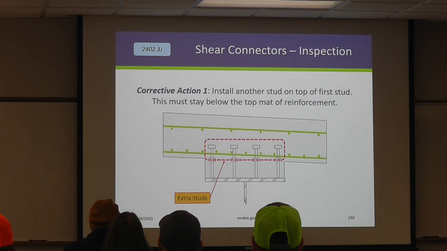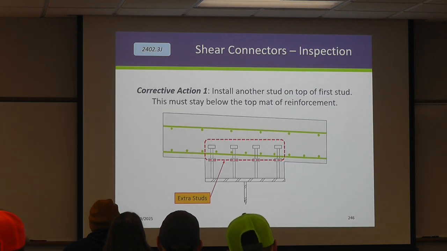Corrective action 1, if they have enough clearance to the top mat of steel, they are allowed to weld 1 additional stud on top. I think the Nelson studs come as short as 3.5 inches, which generally will fit between our 2 mats of steel. So this is oftentimes what we see them do.